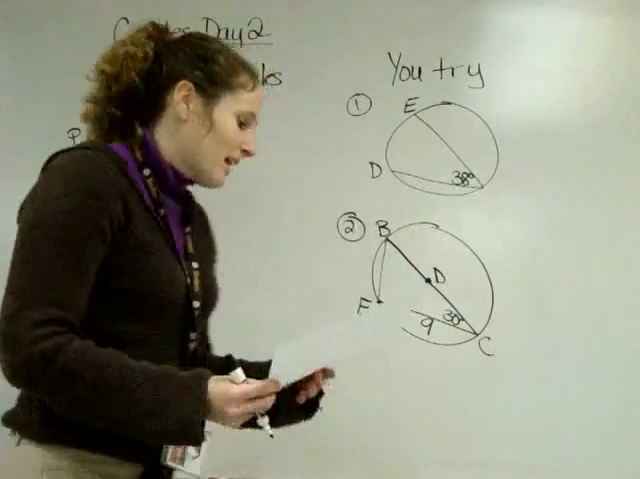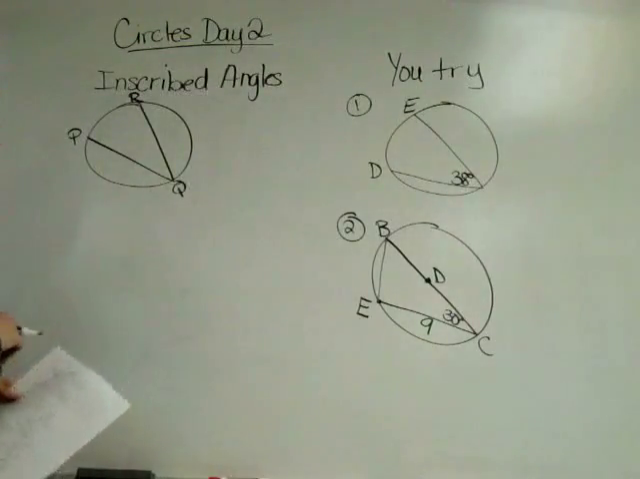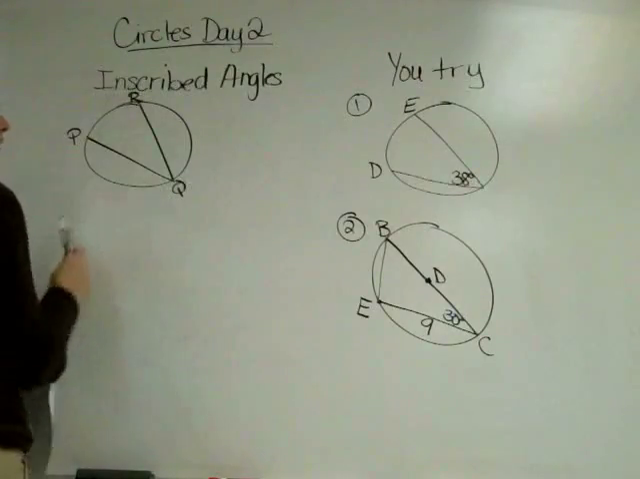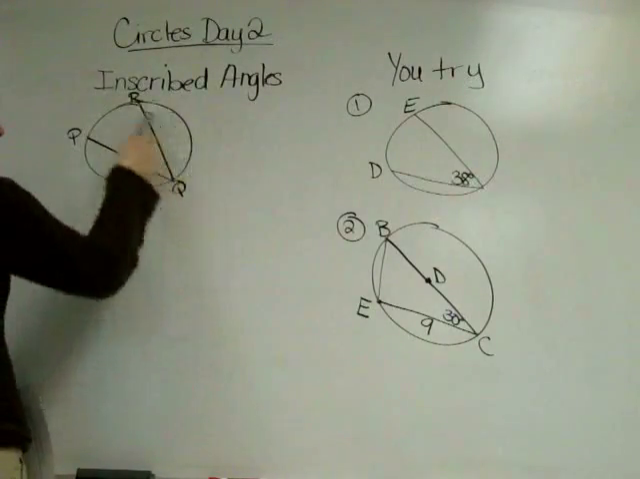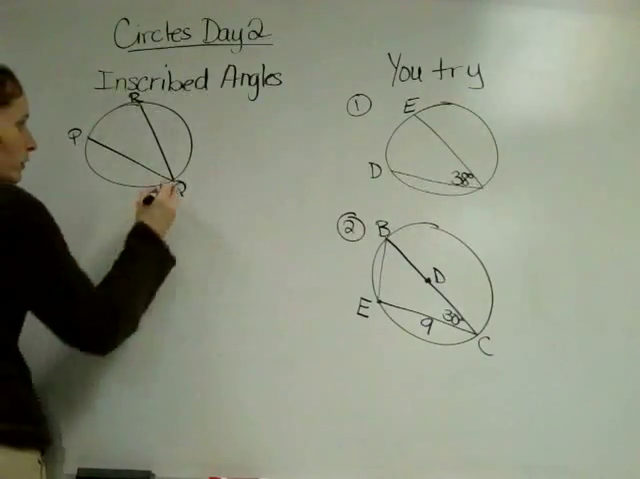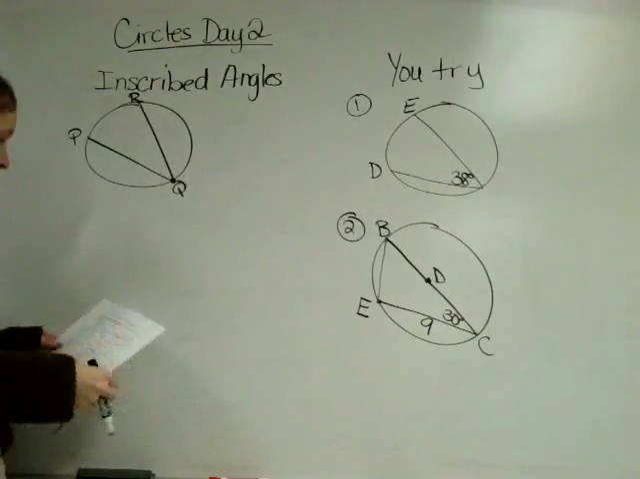Let's get started. All right, first thing we want to talk about is an inscribed angle. What an inscribed angle is, it's an angle whose vertex is on the circle. So if we look at the diagram I have drawn up here, angle PQR is an inscribed angle. You can see vertex Q is a point right on that circle.